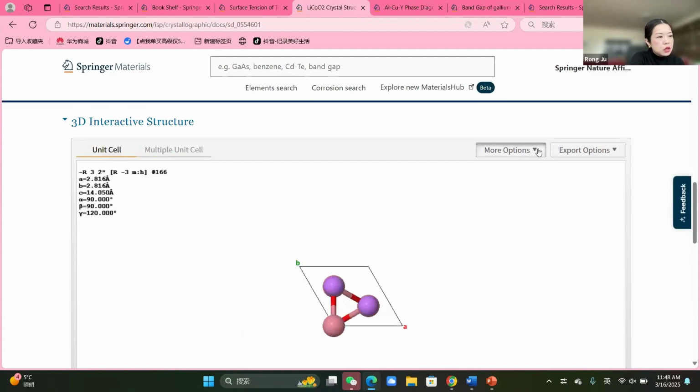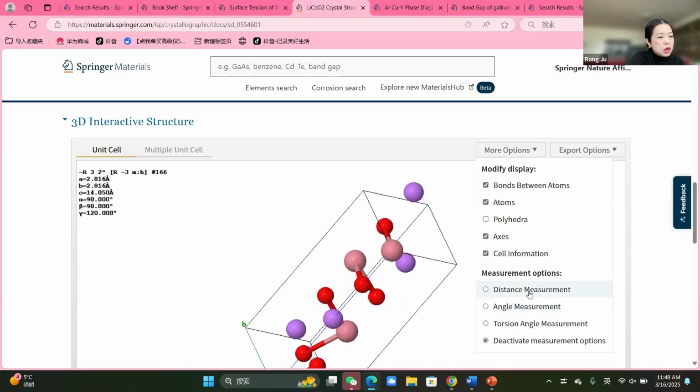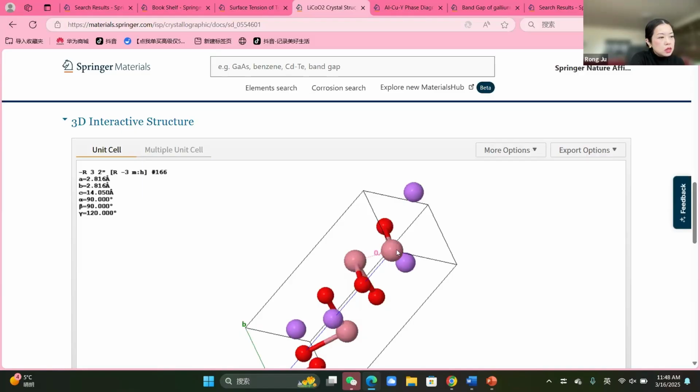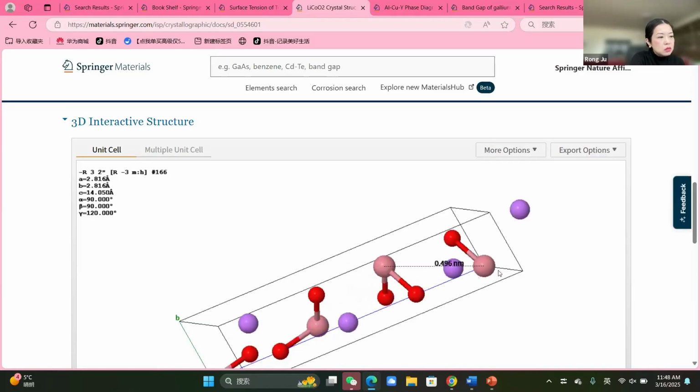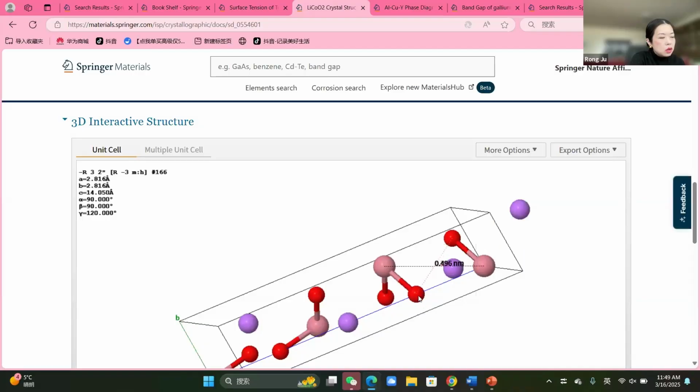We also offer different visualizations, and we do different measurements. For example, we can measure the distance of these two atoms, or we can measure the angles, for example, the angle among these three atoms. Then we do offer the export functionality. When you get the right image, you can export it in different formats.